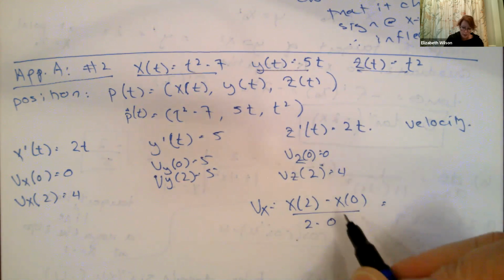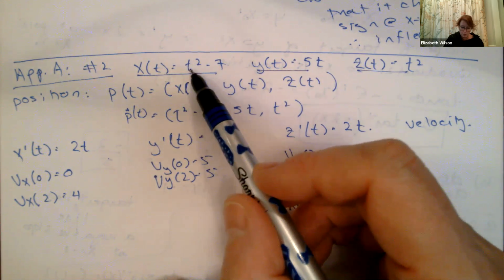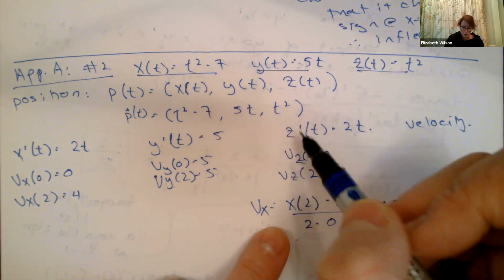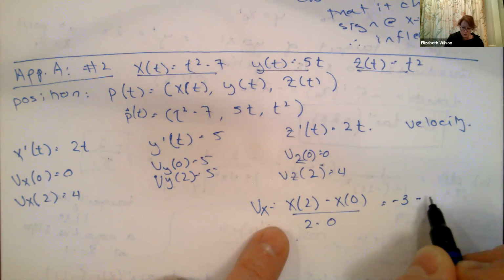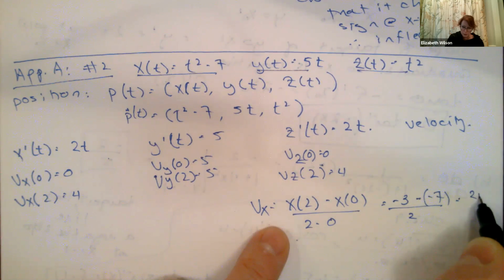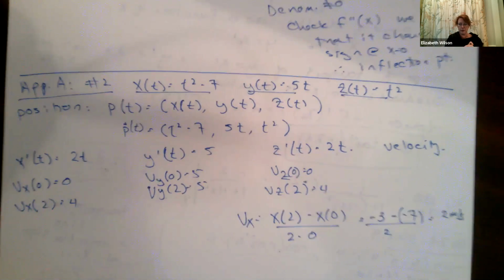Okay, so I go back up to x2. So this is going to be 2. So 2 squared minus 7, right? That's going to give me minus 3. This is going to give me 0 squared minus 7, so that's minus 7, all over 2. And this is going to give me 2 meters per second. Can you guys see that? Do I need to zoom out a little bit more?